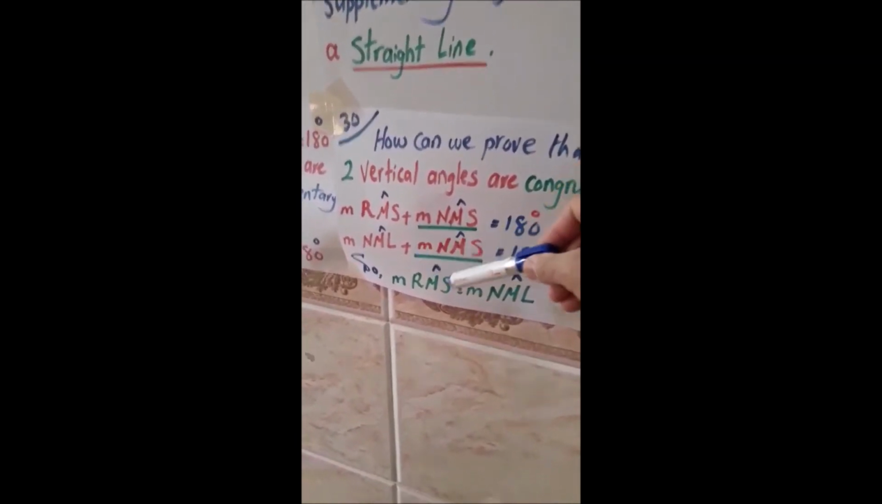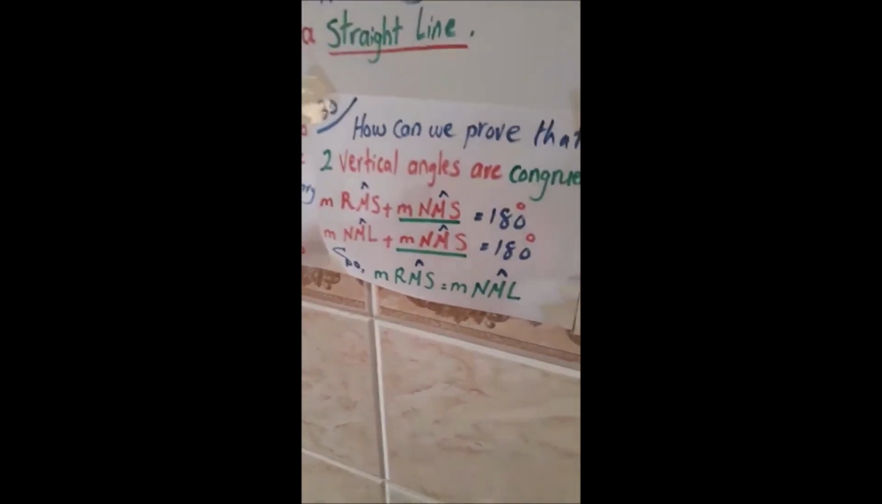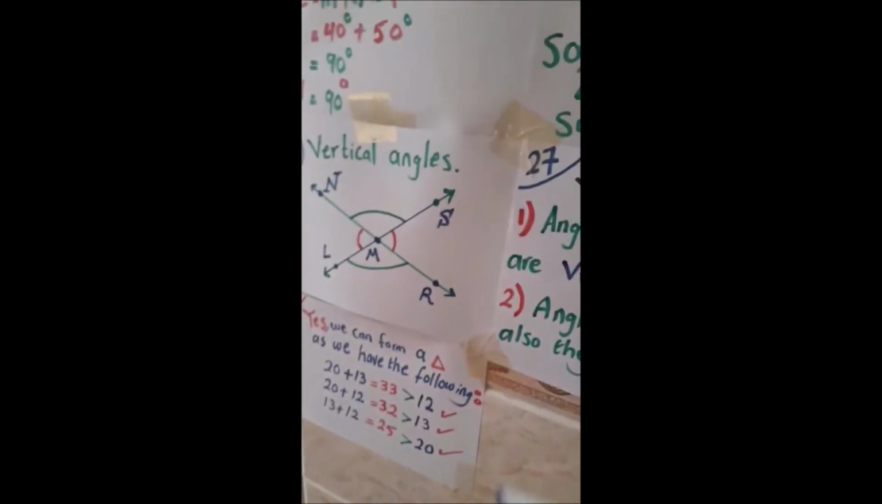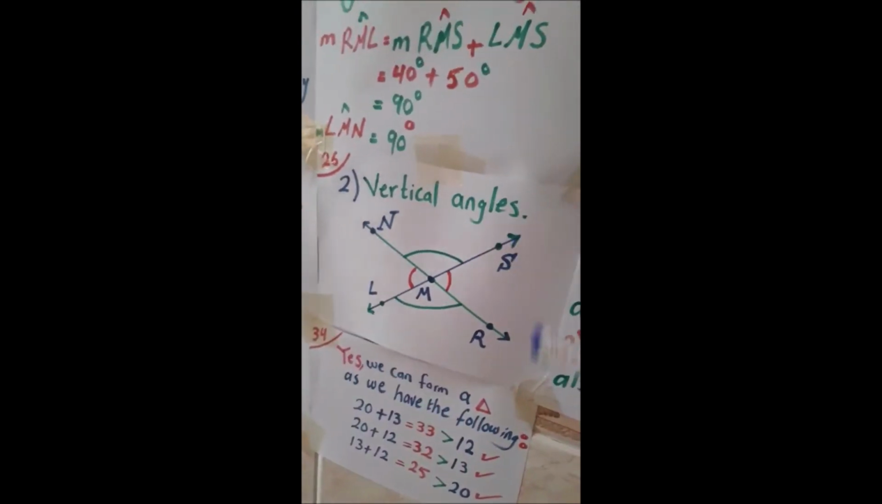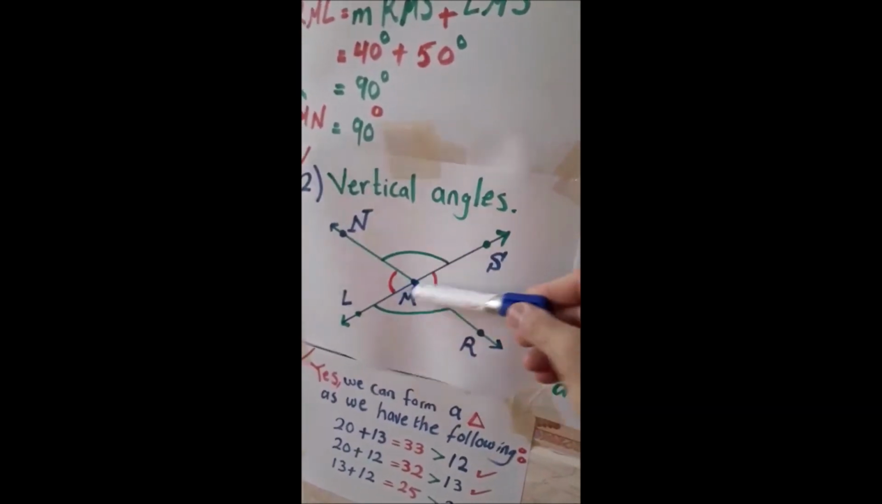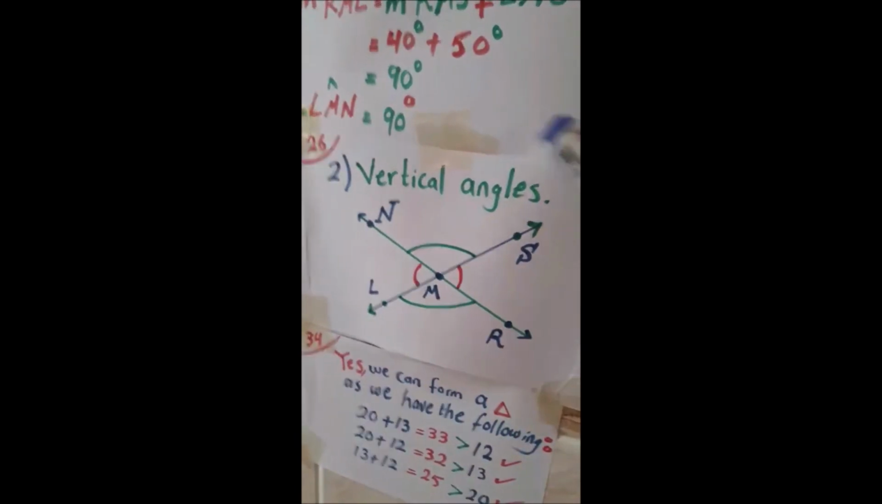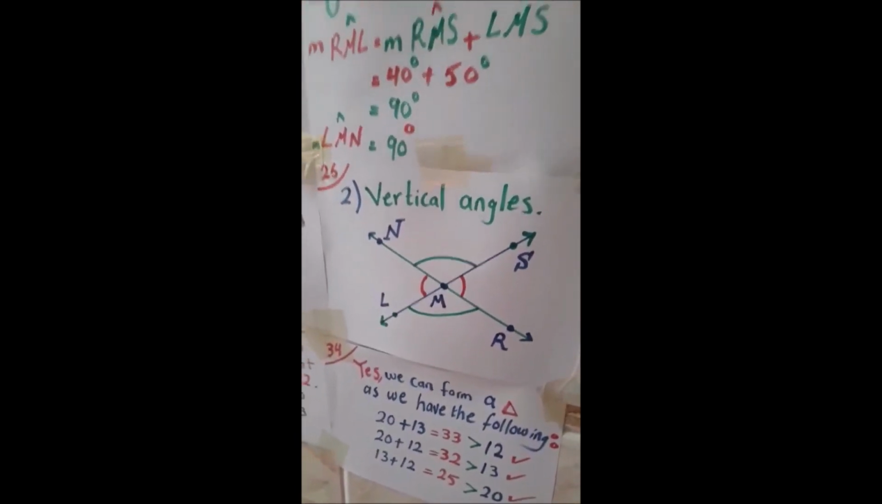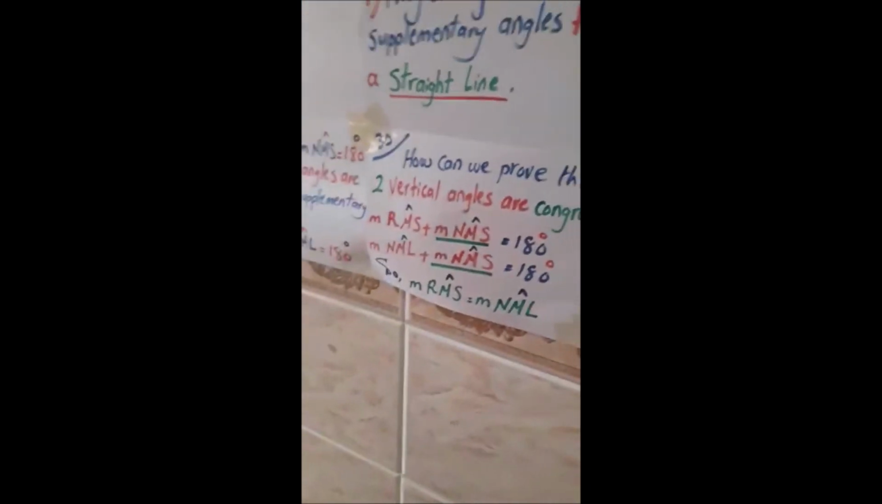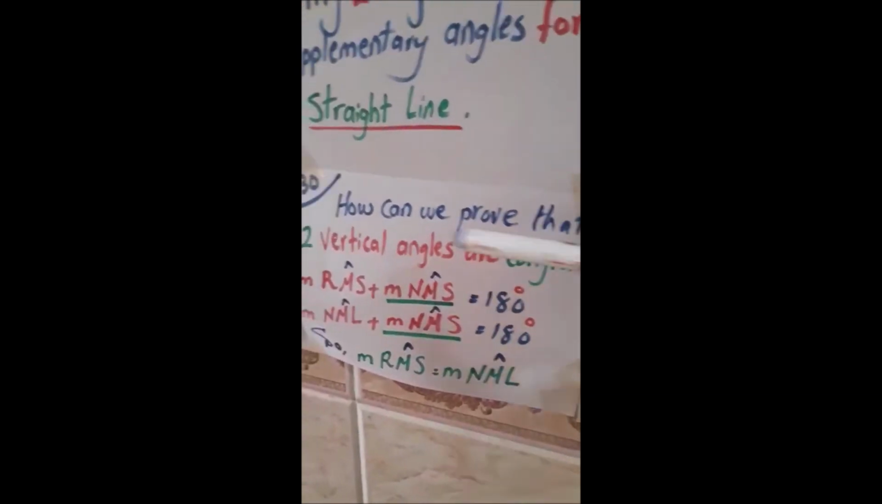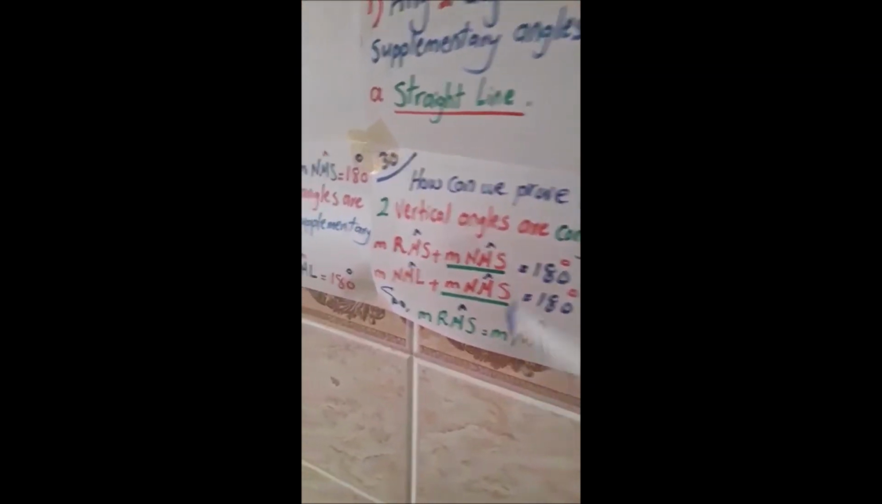And what are these two angles? RMS and NML. RMS, where is it? RMS and NML. Actually, these two angles are congruent, and they are what? Vertical angles. So by this simple example, we prove that any two vertical angles are congruent. And we prove all of this from here.